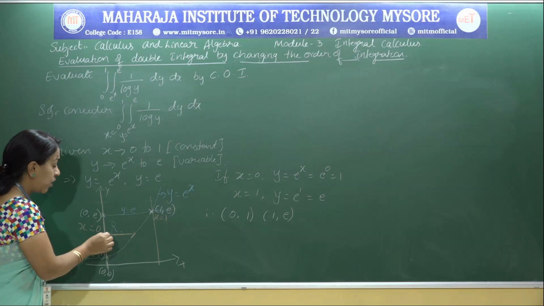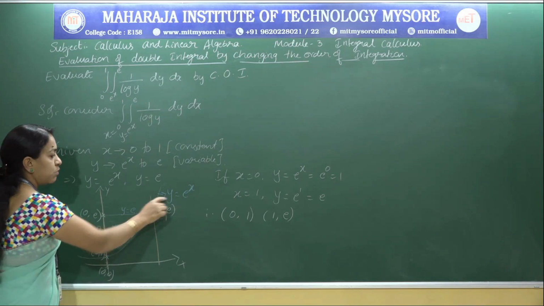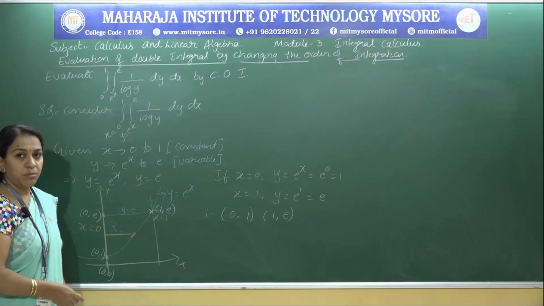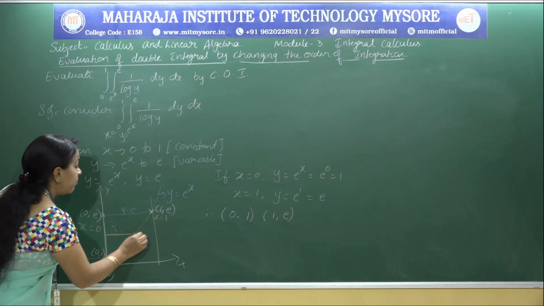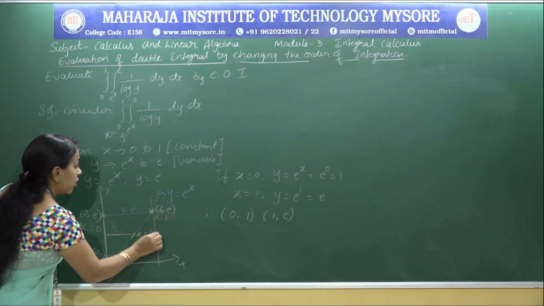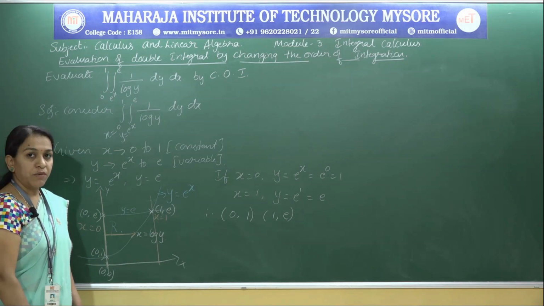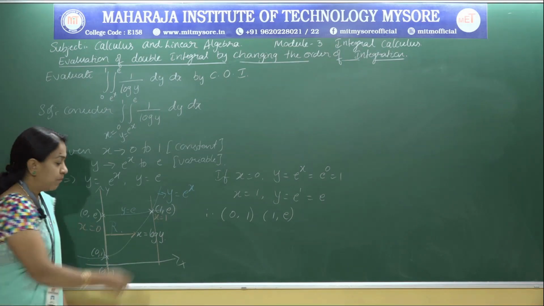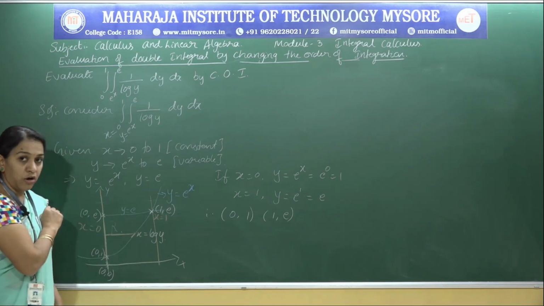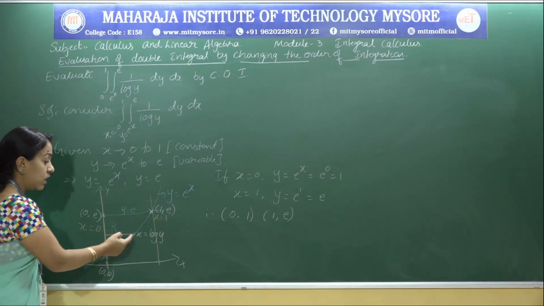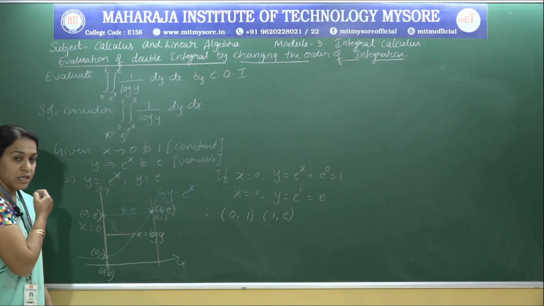So, our x varies from the y axis to the exponential curve. The exponential curve is y equal to e power x. From that we should get what x is. So, x equal to log y. If I use the definition, log y equal to e power x, then x will be log y. So, x varies from 0 to log y inside the bounded region, and it is a line parallel to the x axis.